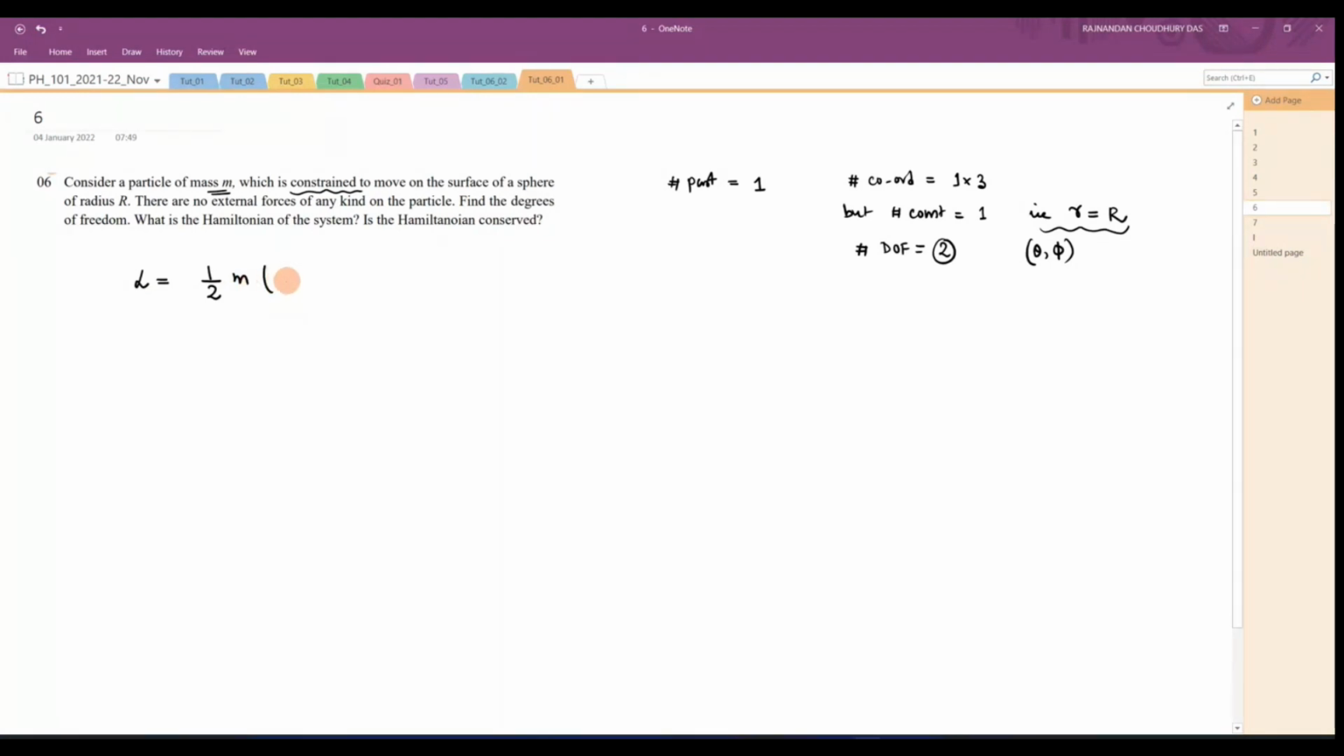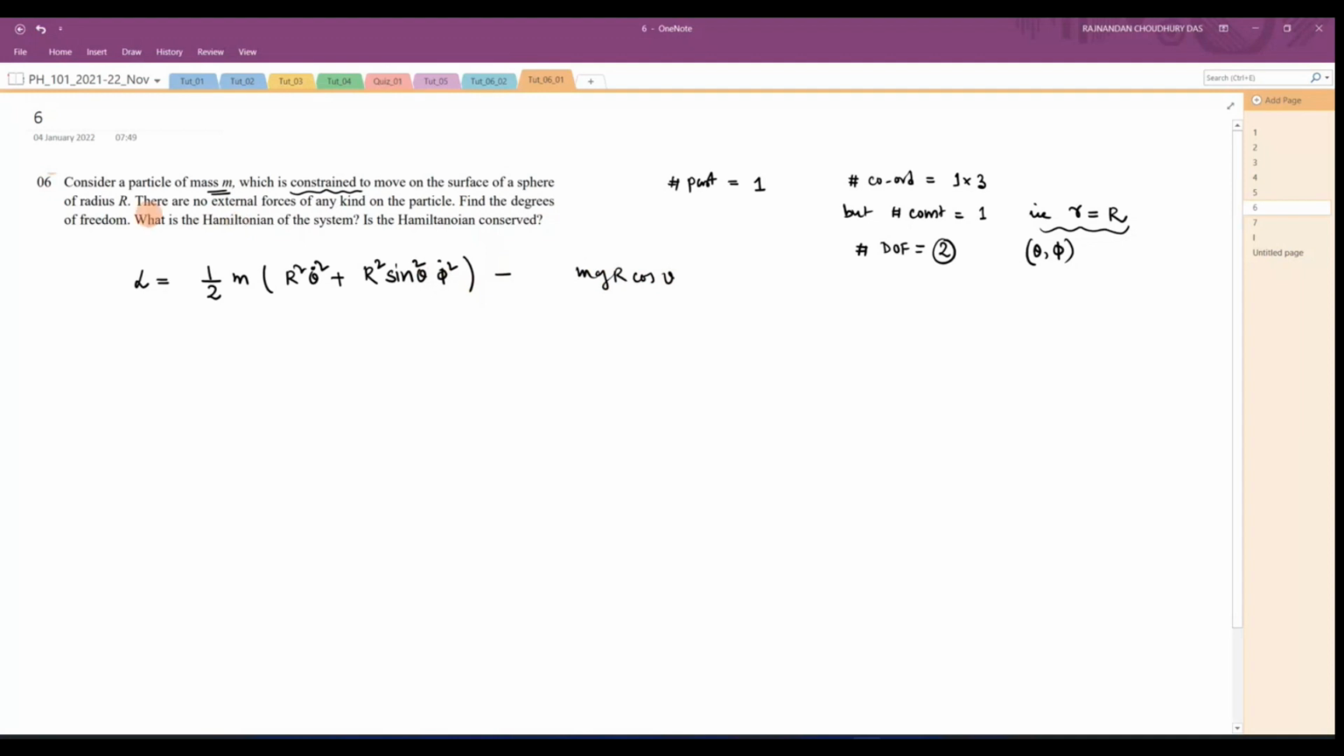Half m r square theta dot square, plus half m r square sin square theta phi dot square. And then minus mgr cos theta, you are saying.